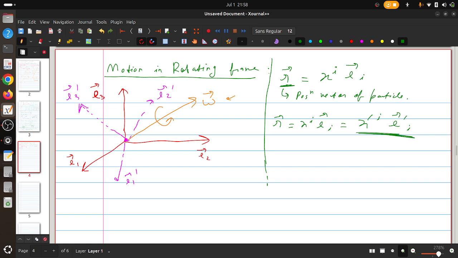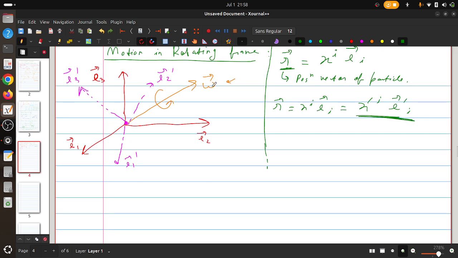Okay, if you're comfortable with this fact, now I want to know how the velocity transforms. Once we know how velocity transforms, the rest of the derivation can be done in a fairly easy manner. I will not do the whole derivation again because I did this once.